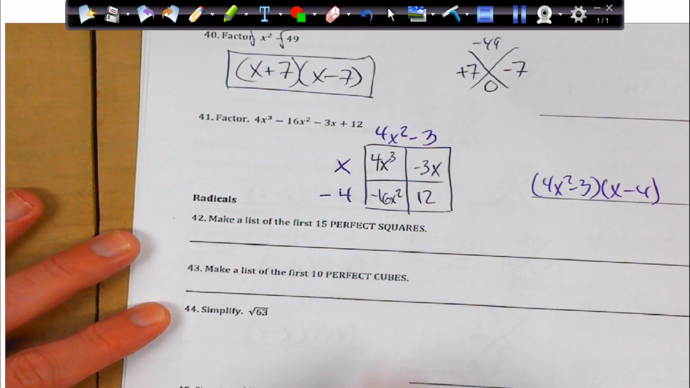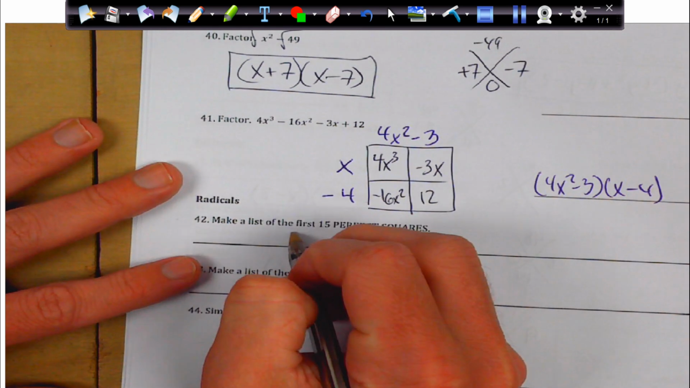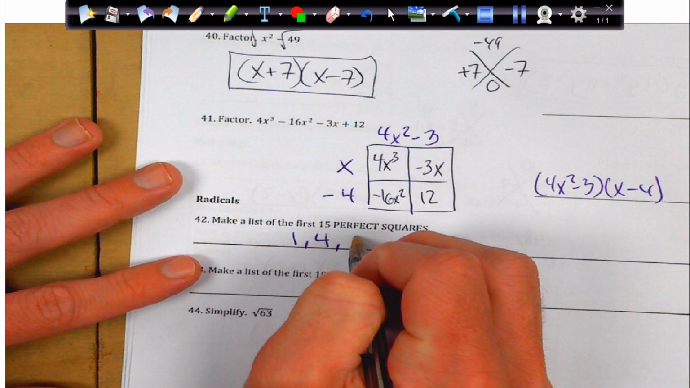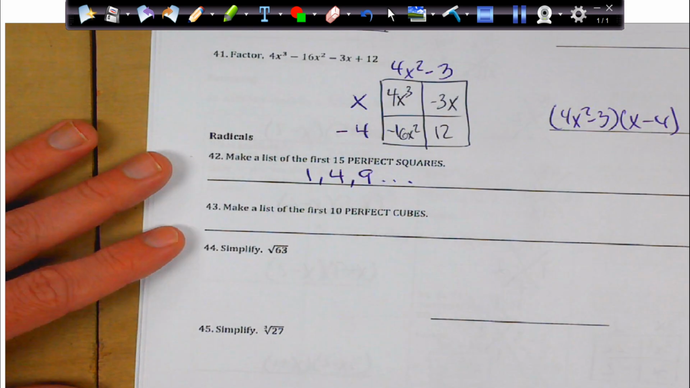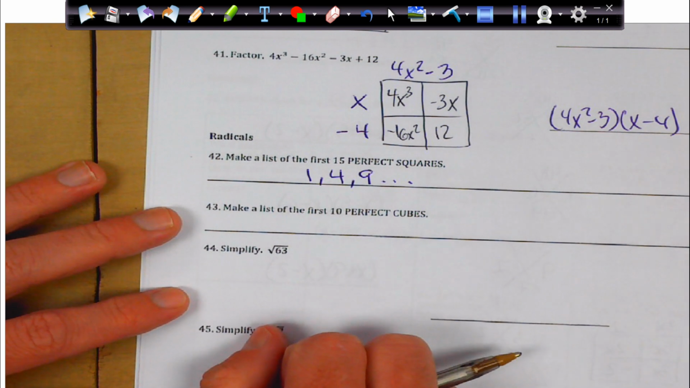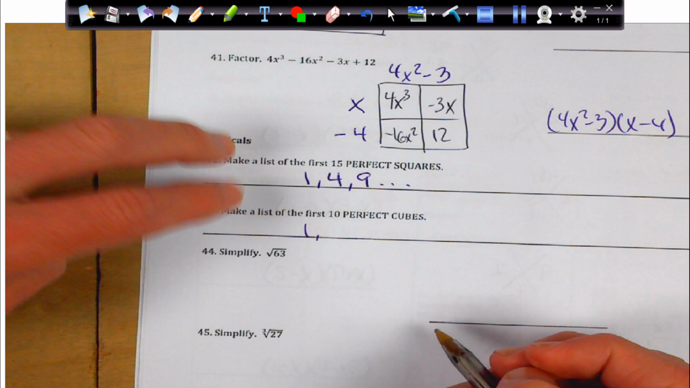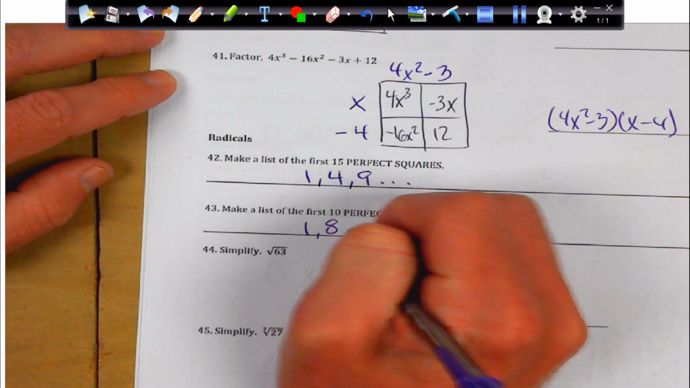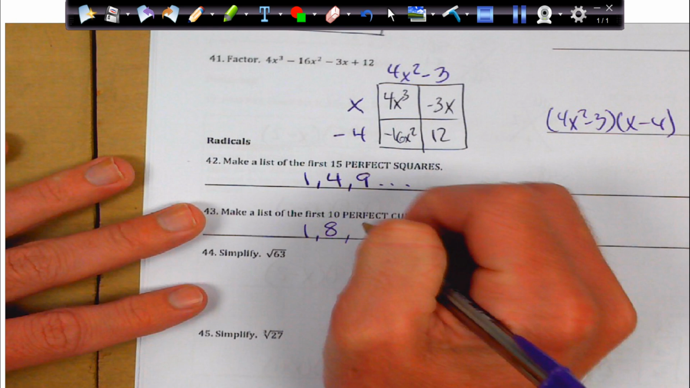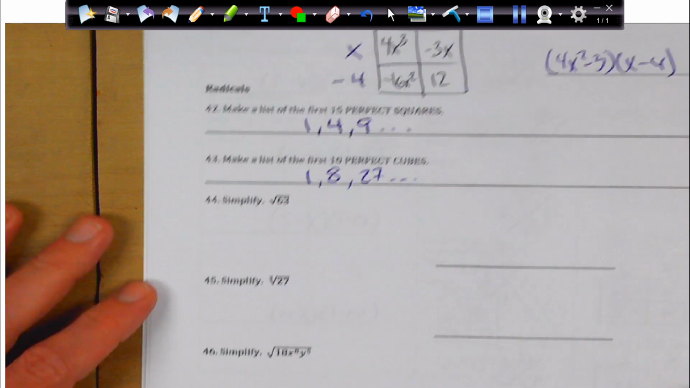So make a list of 15 perfect squares. I'm not going to do all 15, but it's like 1 times 1, 2 times 2, 3 times 3, so on and so forth. Perfect cubes are numbers that multiply by themselves three times. So 10 perfect cubes, that'd be 1 times 1 times 1, which is 1. 2 times 2 times 2, which is 8. 3 times 3 times 3, which is 27, and so on. Okay, knowing those kind of makes this next part a lot easier, where we simplify radicals.